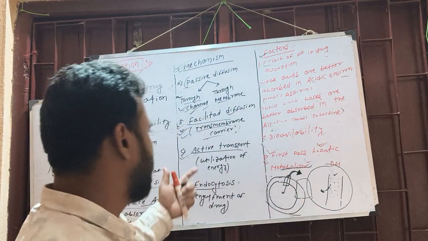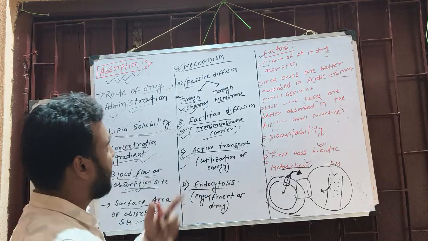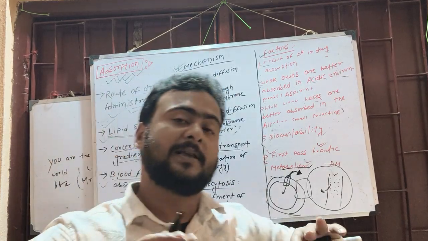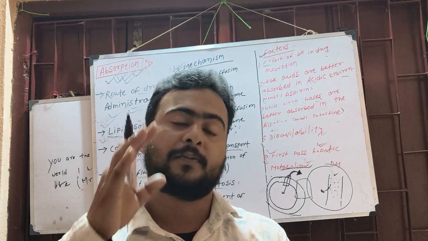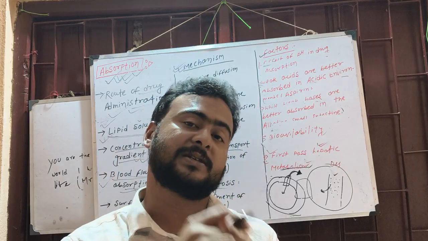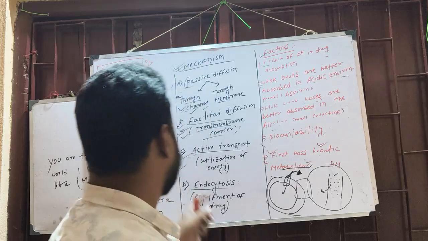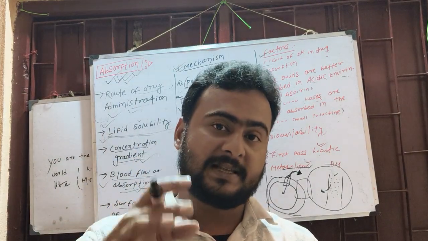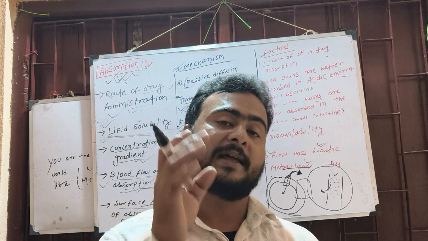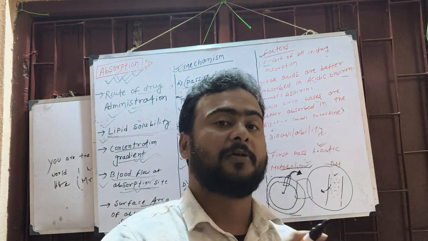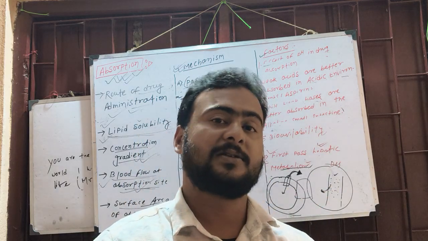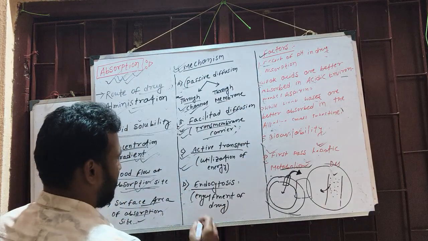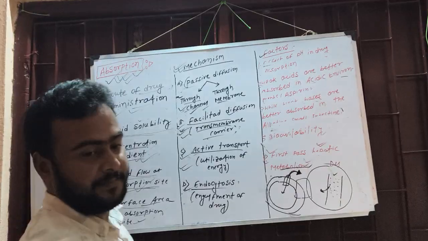Here we have one feature: unlike passive diffusion, where the drug was moving normally and no ATP was required, from higher concentration to lower concentration, in active transport, even if the concentration of the dose is lesser, with the help of ATP it will reach the systemic circulation or the target area. That is active transport.